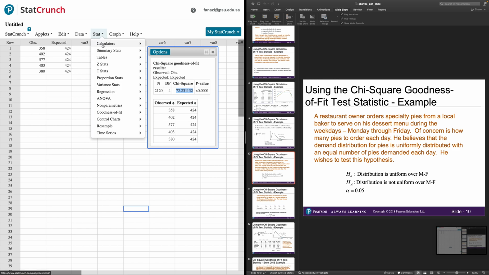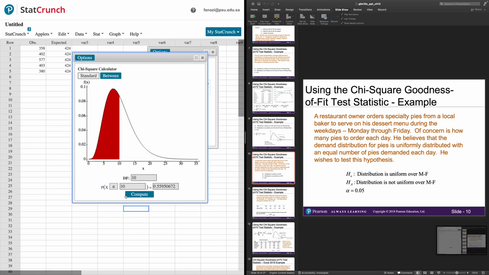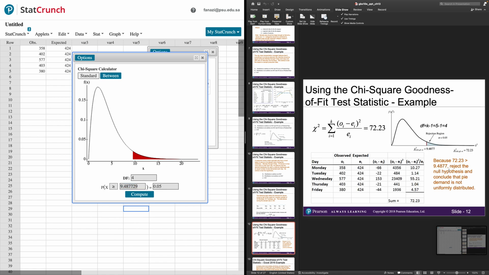Stat, calculator, chi-square. Here I must always keep the upper tail test. Here we write the degree of freedom. To find the critical value, chi-square alpha, we write alpha here, and when we press compute, this is the chi-square alpha. Here the degree of freedom is k, how many days I have, minus 1, which is 5 minus 1 equals 4.